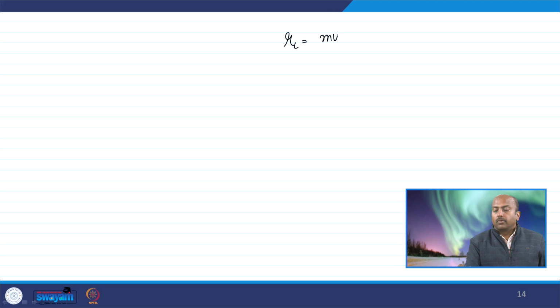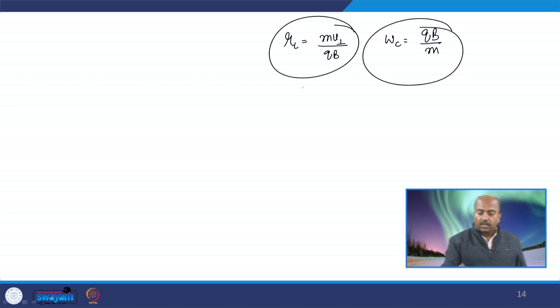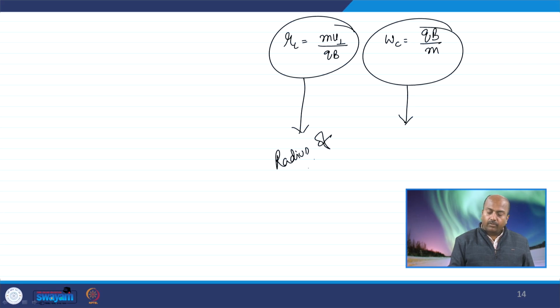M V perpendicular by qb, and omega c is qb by m. You look at these two parameters. This is the radius of gyration and this is the gyrofrequency. Let us write it down. Radius of gyration, and this is gyrofrequency, some people call it gyro frequency.